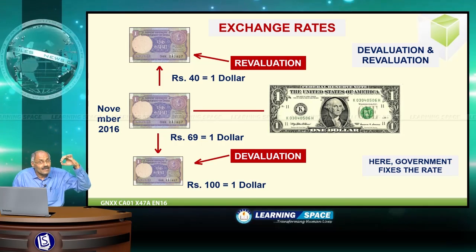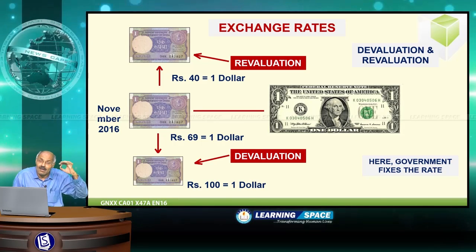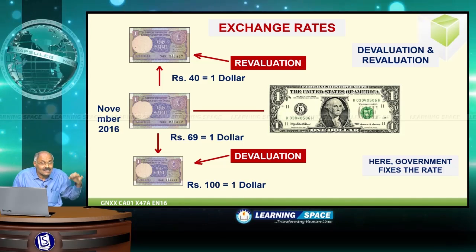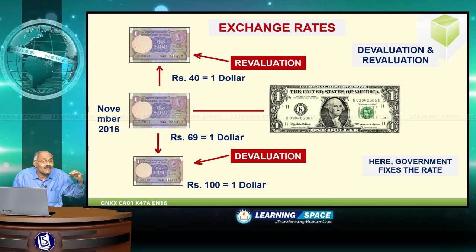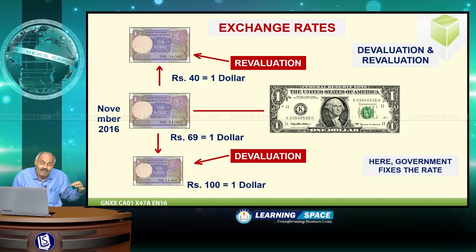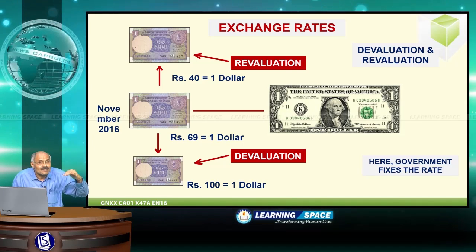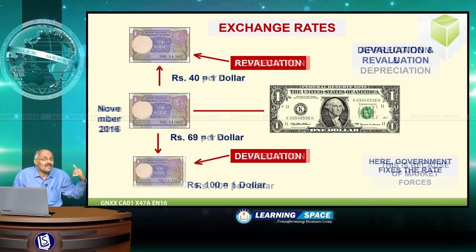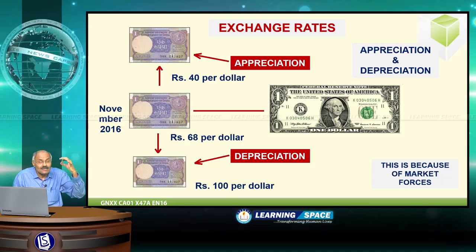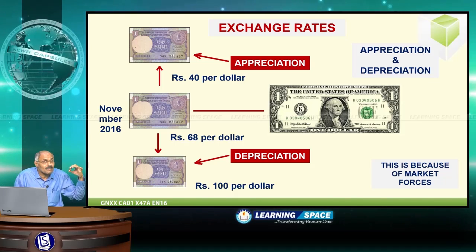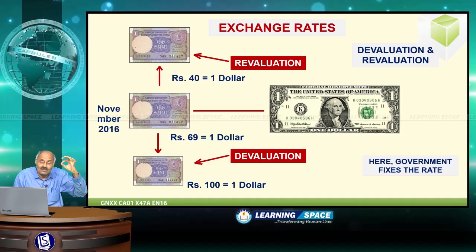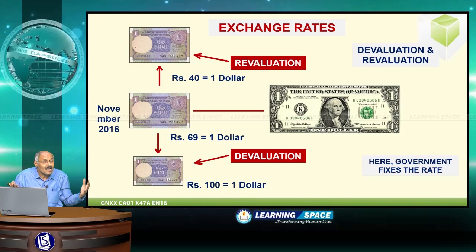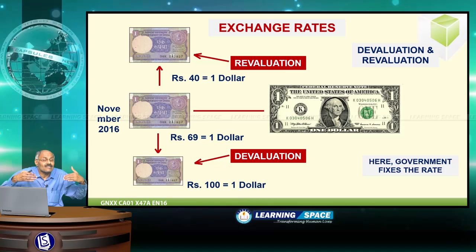So revaluation, devaluation are the terms associated with the foreign exchange rate system when government intervenes. And when the market forces determine, the terms associated are appreciation, depreciation, and when government intervenes, revaluation, devaluation. And you may ask, what is the system of this exchange rate followed in our country?